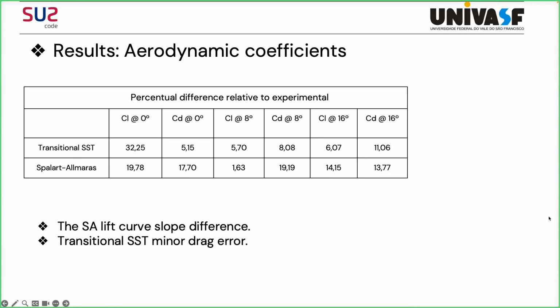At this point, it's possible to see the Spalart-Allmaras drag curve slope showing a minor difference at initial angles and growing as the angle grows. Over the whole working range, the transitional SST delivers a good percentage difference for drag and reassures the efficiency of this type of calculation.